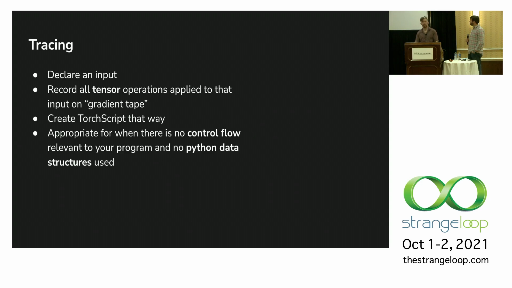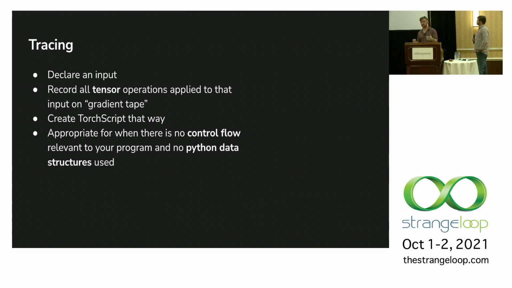So first is tracing. You're going to declare an input to your neural net. You will push it on through. There's this data structure called gradient tape that'll look at all of the tensor operations that you're applying. So think of the eager module I showed you earlier. It'll just take a look at that gradient tape at the end and say, okay, that's the TorchScript, that's what it is. So if there's no control flow, no if statements, then this is the right call. And if you're not using a lot of Python data structures.